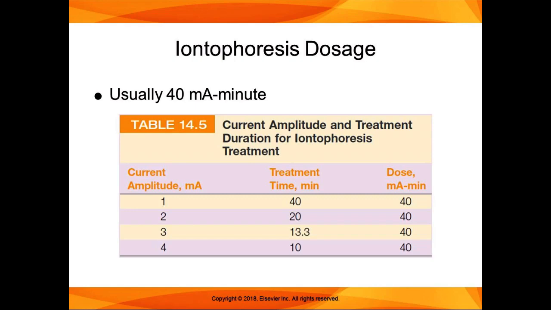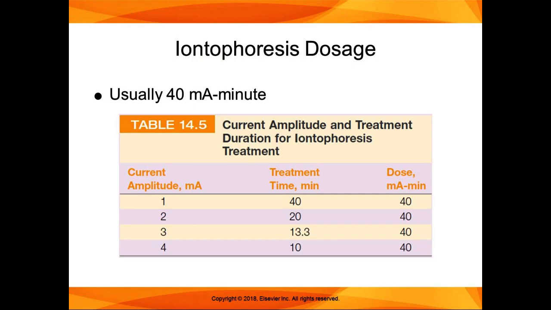So this is the current amplitude and treatment duration for iontophoresis. The current amplitude depends on the patient's tolerance. You want it to be 40 milliamp-minutes. So if the person can only tolerate 1 milliamp of amplitude, the treatment time is going to have to be 40 minutes. If they can tolerate 4, then it's only 10 minutes. So it really has to do more with your patient's tolerance than anything.